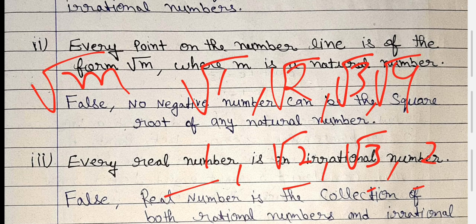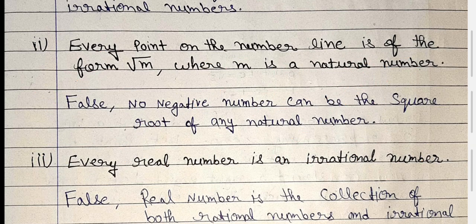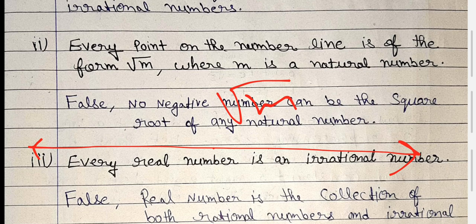When you take the square root of a natural number, you always get a positive number. But on a number line, when you represent numbers, it is 0, it is 1, it is 2, and on this side minus 1, minus 2. So, some numbers are negative also. So, it means your answer is false, because the question says that every point on a number line is of the form under root m. When you solve under root m, where m is a natural number, you always get a positive number: 0, then positive 1, 2, 3, and so on.